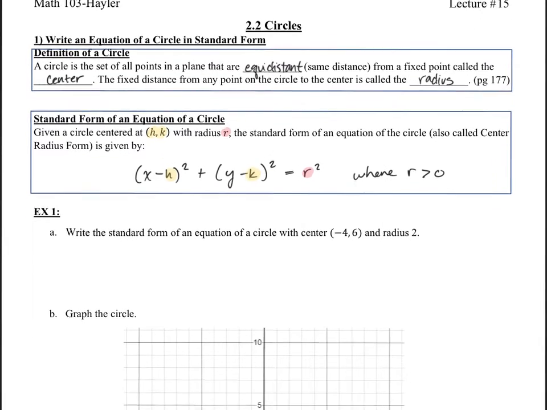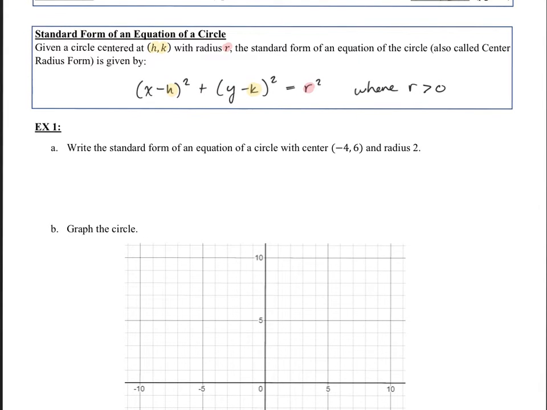Now let's take a look at an example. Write the standard form of an equation of a circle with a center (-4, 6) and a radius of 2. Well, just like when we're writing the equation of a line, we'll copy down the generic equation, (x - h)² + (y - k)² = r². Now, what do we need to fill this out? Well, remember, the name of this form is the center radius. So to fill this equation out, we need a center and a radius. And notice they give us both of those. They give us the radius of 2, and then they give us a center of -4 and 6.